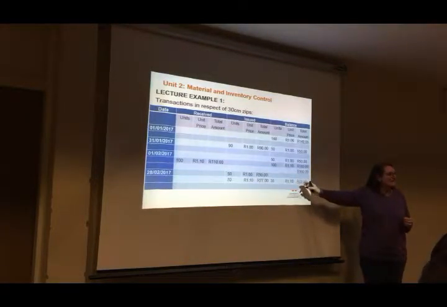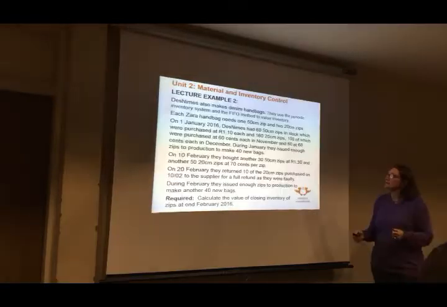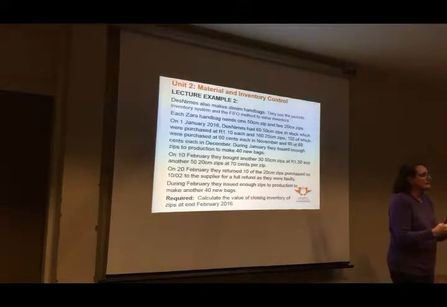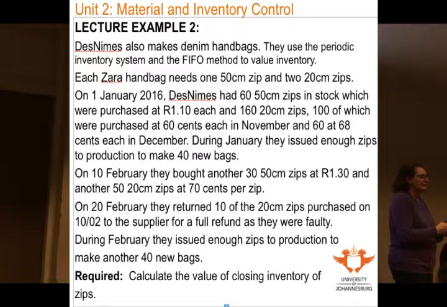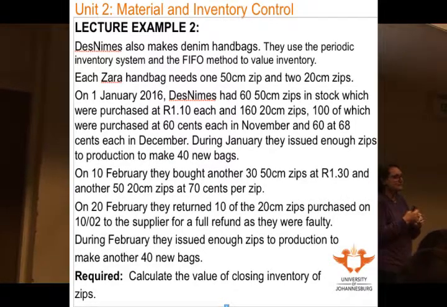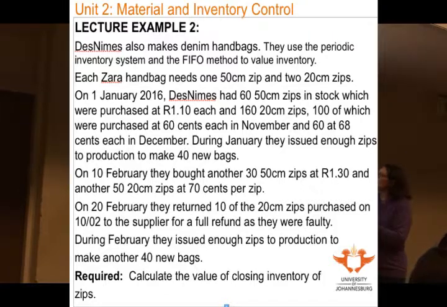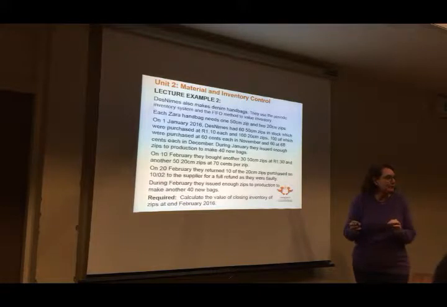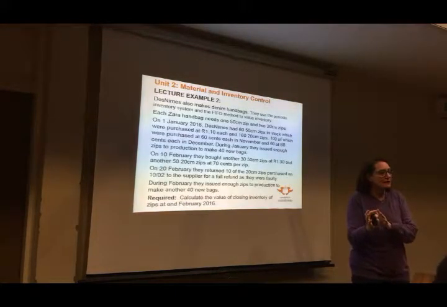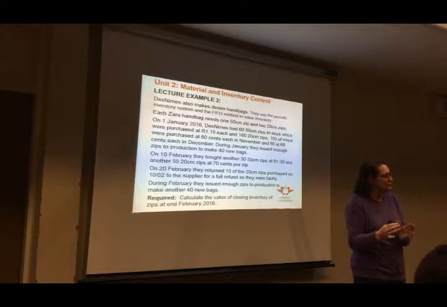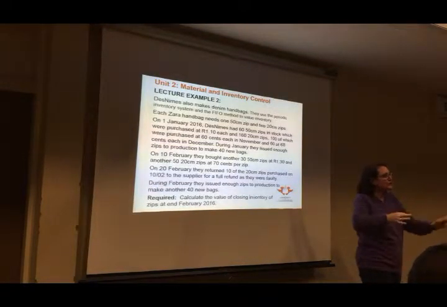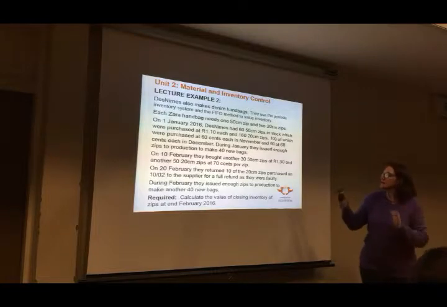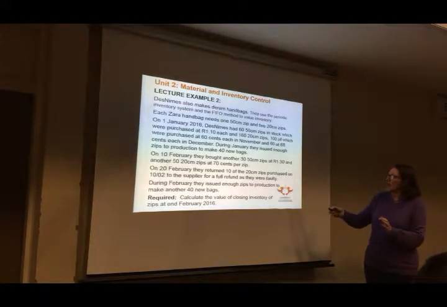Okay, are we happy with this? Everyone got the idea? This one is a lot more difficult than the first one, okay? We've got two different types of zips. We've got a 20 centimeter zip and a 50 centimeter zip. You're going to do them separately. We're going to do the 50 centimeter zips first. And so in fact, it's two lecture examples in one, okay? We're still doing FIFO. Each Zara handbag needs one 50 centimeter zip and two 20 centimeter zips.